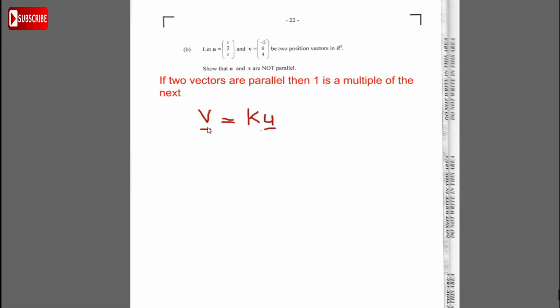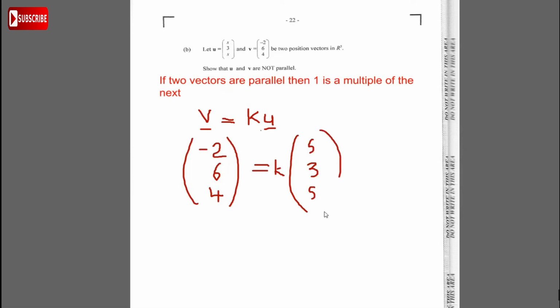All right, that's what we know. So vector V, which is -2, 6, 4, is equal to some constant K times vector U. But what is vector U? Vector U is S, 3, S. So what that means then is -2 is equal to K times S.